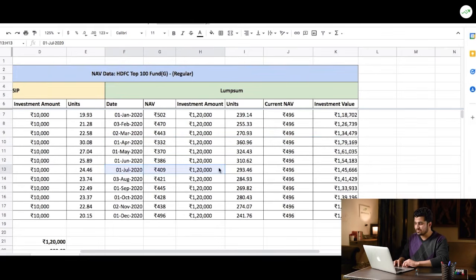Similarly, let's say you invested on 1st of July, your 1,20,000 would have become 1,45,000. 1st of October, 1,20,000 would have become 1,39,000, so on and so forth. So that means that since the stock markets are so volatile, we don't know how they're going to perform the next month. If you had invested on 1st of March, you would have made just 14,000 rupees of profit. Rather, if you had invested on 1st of April, you would have made 60,000 rupees of profit. And so, since these stock markets are volatile, we are not sure.